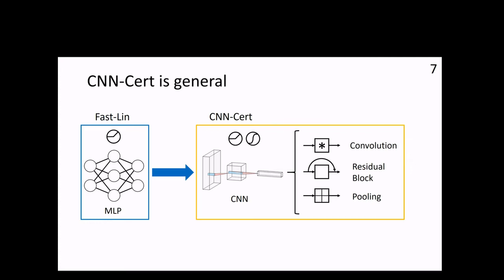As mentioned, CNN-Cert is also general. It can support CNNs with a variety of building blocks, including convolution, residual blocks, and pooling, as well as general activation functions. It is also important to note that any MLP can be converted into a CNN, so CNN-Cert is strictly more general than an algorithm like FastLin.